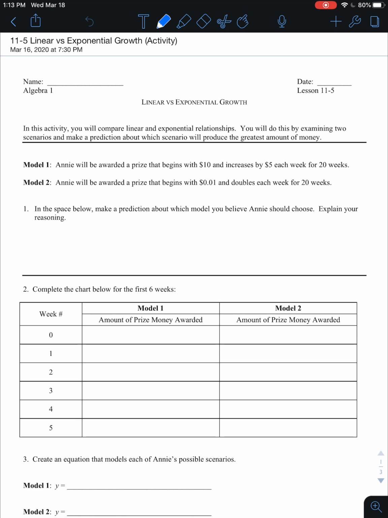Model 2, the prize starts at 1 penny, so a cent, and then it's going to double. So, the next week you would have 2 cents and then 4 cents, and it's going to double for also 20 weeks. So the first thing I want you to do is just make a prediction. Just by hearing me explain that, which one do you think Annie should choose, or which one would you choose, and explain your reasoning. Okay, so this is without giving it a ton of thought. Just 20 weeks, both examples, which prize would you choose or tell someone to choose.